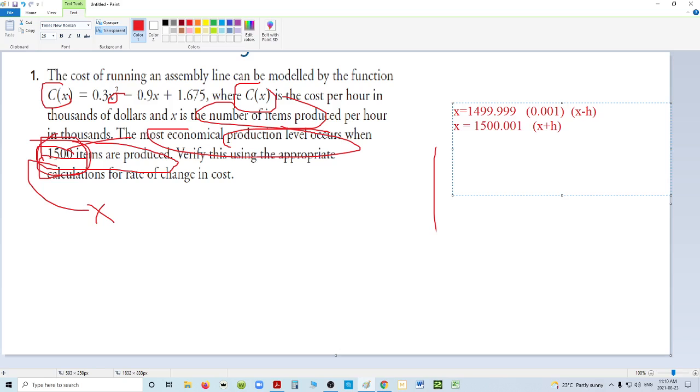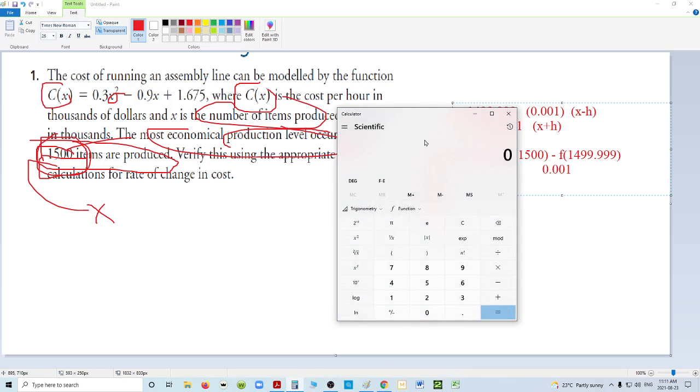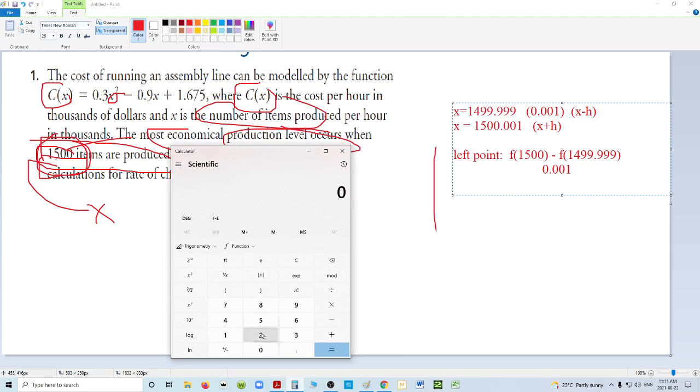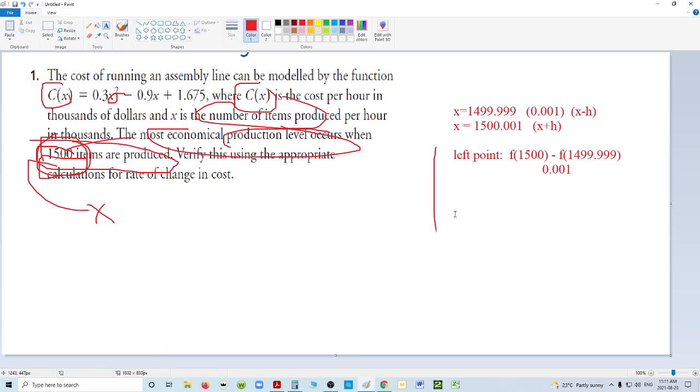And now to find it, for the left point, we take f of 1500, find our value of y for 1500. We subtract the point just to the left of it. And we divide all that by our h, which is 0.001. I would strongly suggest just taking a calculator, and you find your 1500 point first, so it's 1500 squared. Personally, this is why I use Desmos, because this takes a long time. I'm going to multiply it by 0.3. I'm going to add it to 0.9 times 1500. And then I'm going to add 1675. And there I have my f of 1500. So all I have to prove is that that's the bottom.